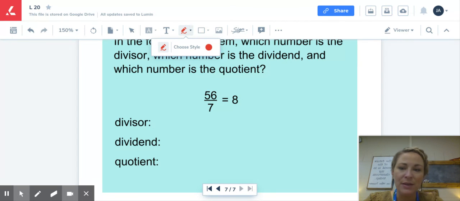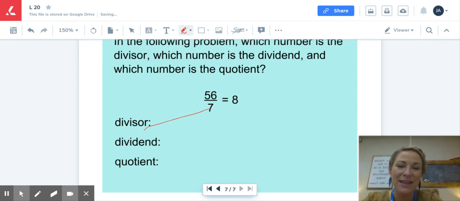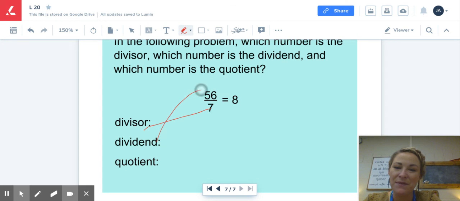And I think what I will do is just draw an arrow connecting the vocabulary term to the appropriate number in this equation. In this case, the divisor is 7. Our dividend is 56. And our quotient in this case, our answer, is 8.